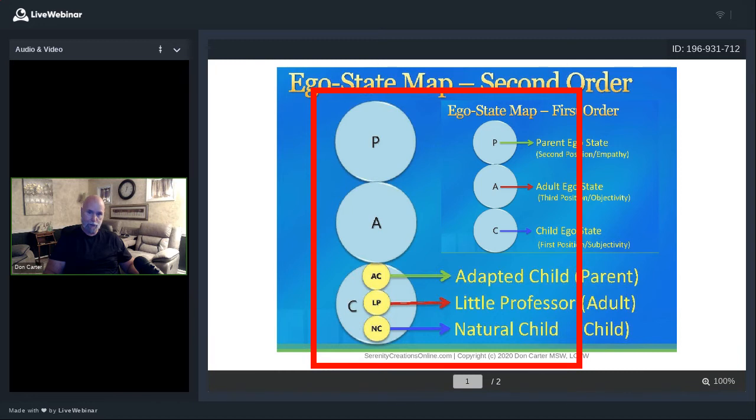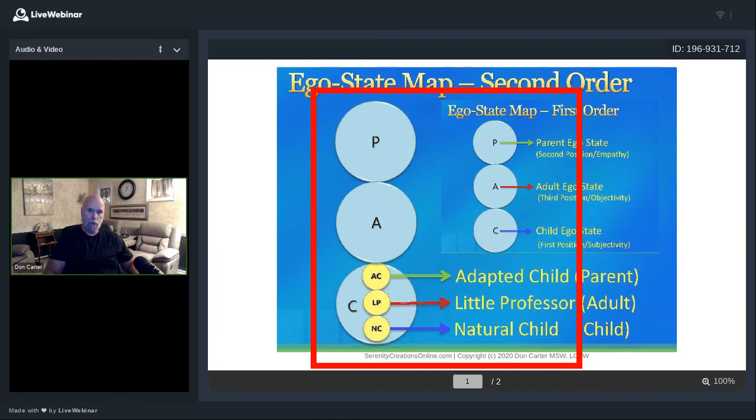And then we have the natural, fun-loving child. That's the pure kid. That's the one that will embarrass you at Applebee's or out at the restaurant because it likes to do whatever it wants. It might belch in public. It might make funny sounds. It might be a brat. It might giggle and laugh. It might be very cute. This is the unbridled energy of a pure child. The adapted child comes along and helps to temper that dynamic there in the child ego states. So we have here in the second order ego state map a parent, adult, and a child in the child, and they're called the adapted child, the little professor, and the natural child.